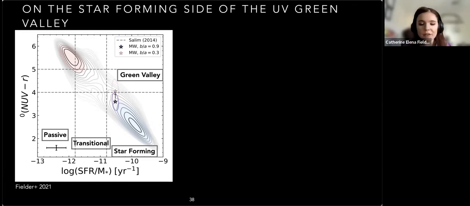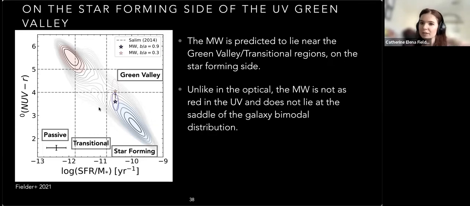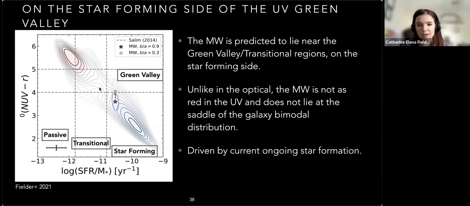It looks a little bit different than what we saw in the optical. So in contrast, the Milky Way, while near these transitional regions, is actually on the star forming side of the green valley in the UV, and it's outside of this transitional region in terms of specific star formation rate. So unlike in the optical, the Milky Way is not as quote unquote red, and by red I mean quiescent, in the UV, and does not lie at the saddle of the distribution like it did before.